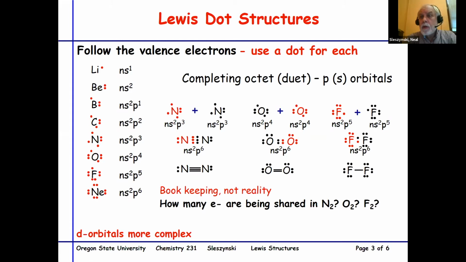Once we reach the third period, or row 3 in the periodic table, we have access to d orbitals, and the situation becomes more complex. We'll address that in a couple of slides.